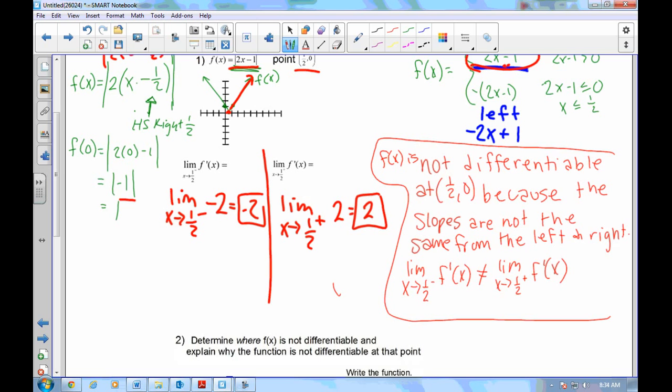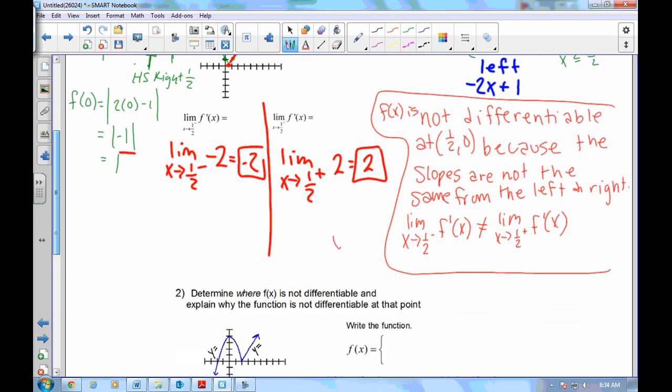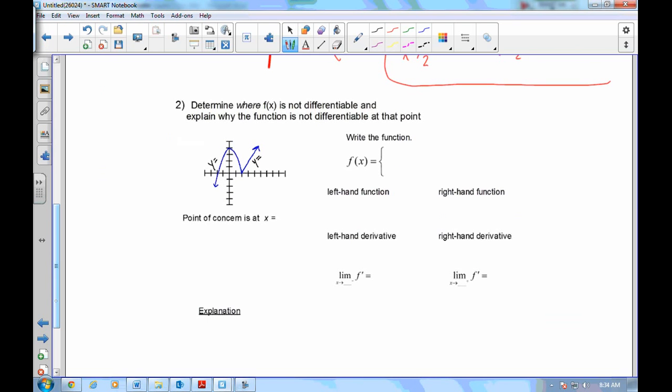Okay, on number 2, we're going to, let's have these guys over here. Would you write the function for the left-hand side of the function? See how we have 2 different graphs? And you guys write the function for the right-hand side. You can tell the 2 different functions change there, right? Okay, so you guys give me the left-hand function. We have 2 pieces, and you guys give me the right-hand function.